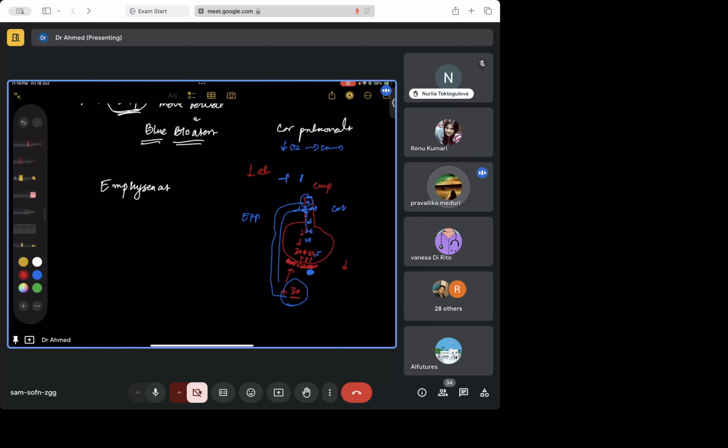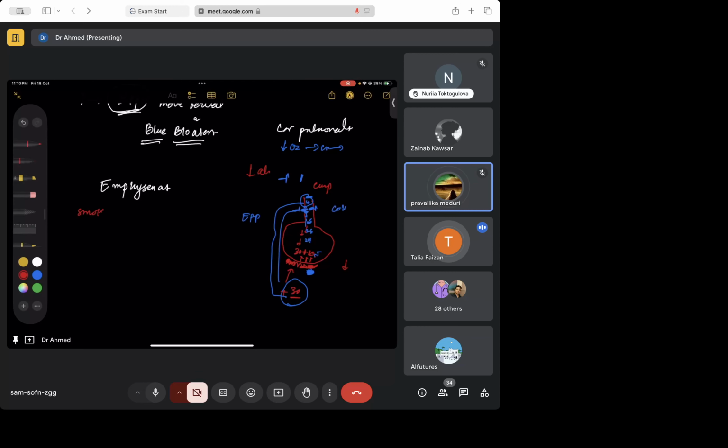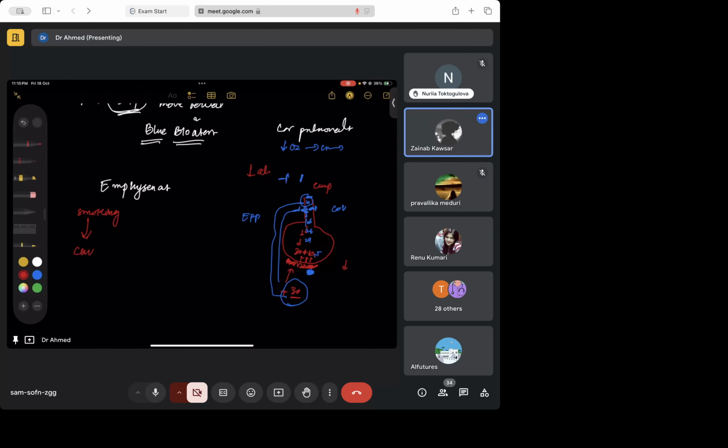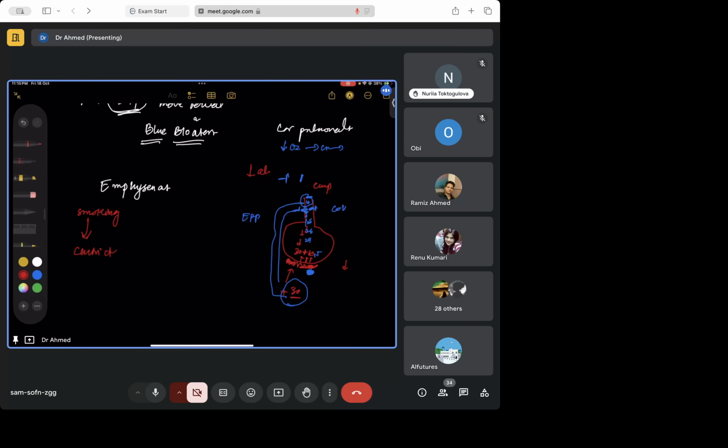Okay, so what happens in emphysema, guys? Alveolar destruction. First of all, smoking is going to give you which kind of emphysema? Centriacinar. Okay, the smoke is going to enter the alveoli.